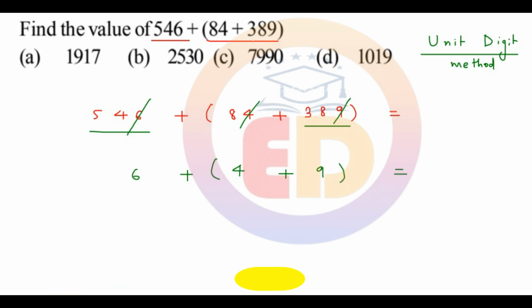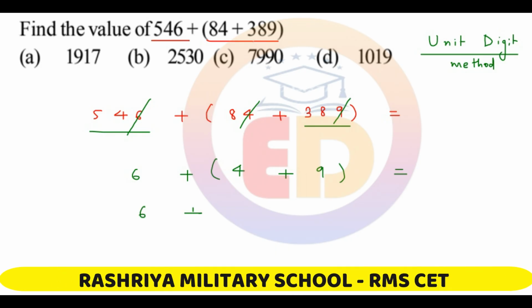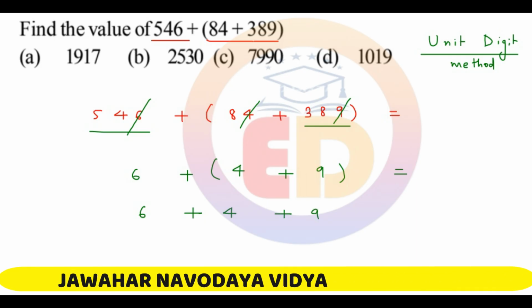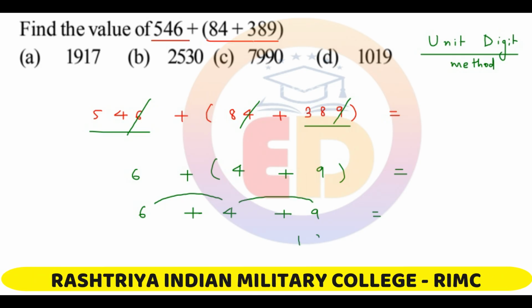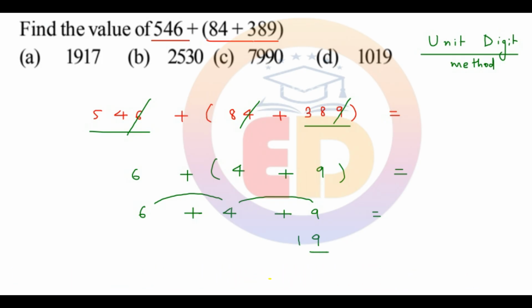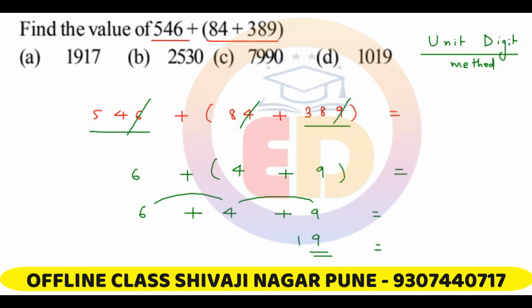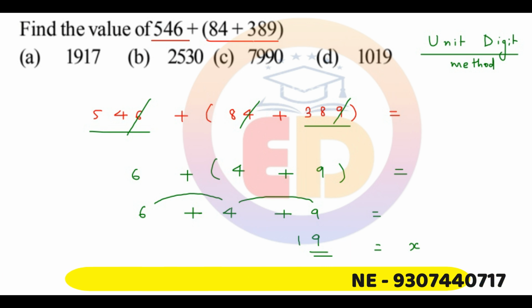Since there is an addition, I can remove the bracket. This is 6 plus 4 plus 9. 6 plus 4 is 10. 10 plus 9 is 19. So the unit digit of my answer, suppose it is x, so unit digit of my answer is 9.